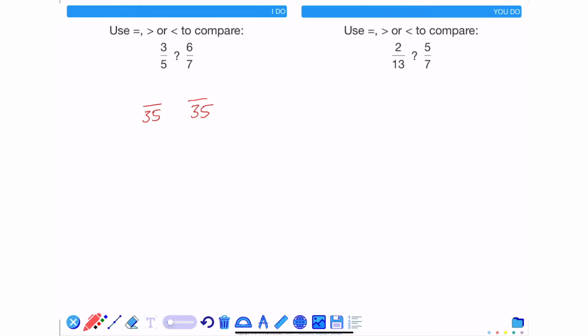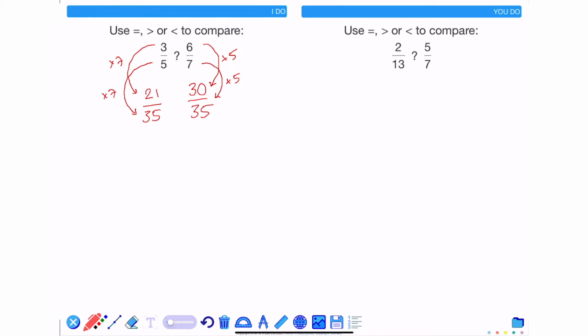This would mean that I'm multiplying the denominator of the first fraction by 7, and to keep it equivalent, if I multiply the denominator by 7, I multiply the numerator by 7 as well. This gives me 21. For 6/7, I'm timesing the denominator by 5. So I times the numerator by 5 as well. This then gives me 30.